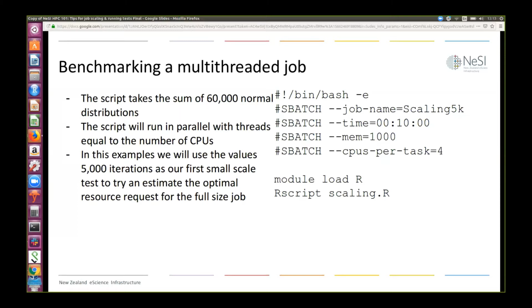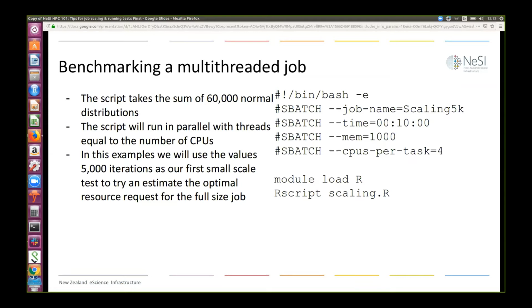So now let's take a look at an example. In this, or a few parts of an example, we're going to use a multi-thread job initially. I won't go into too much detail about what the job is doing, but it's essentially creating some data, splitting it between the threads, between the CPUs, to run through some processes, and gathering it back up and doing some more calculations. The full size data is going to be 60,000 iterations, 60,000 normal distributions.